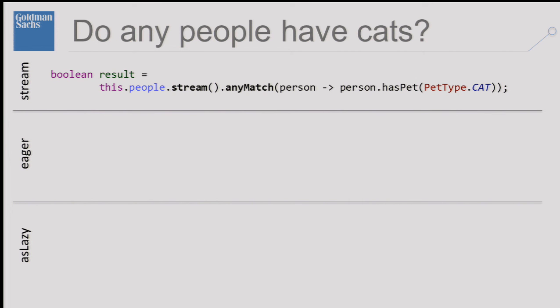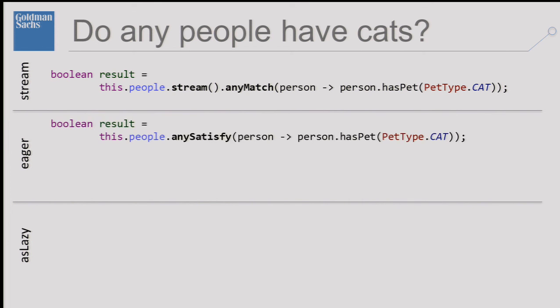So, first bit of sample code really. Do any people have cats? This is how you do it with Java 8 streams. People familiar with this? Yep. It's people.stream. That stream operator is probably the main difference to what I'm about to show you, and the name of the method.